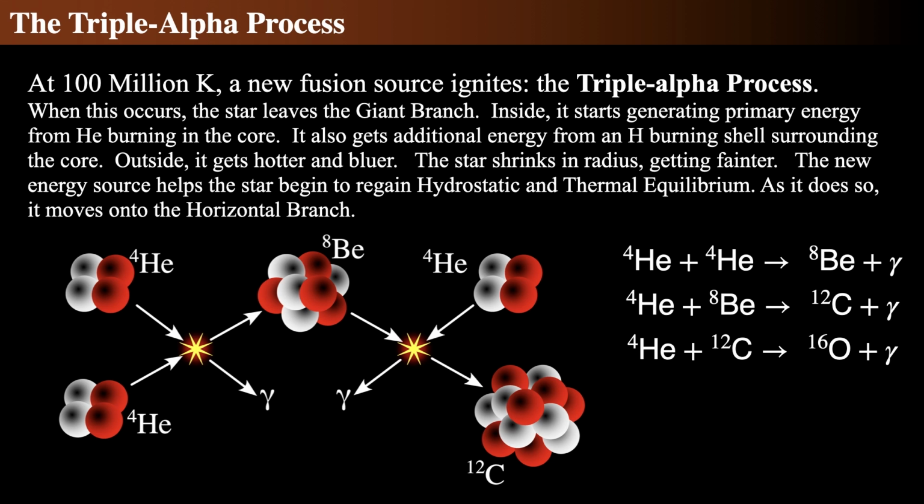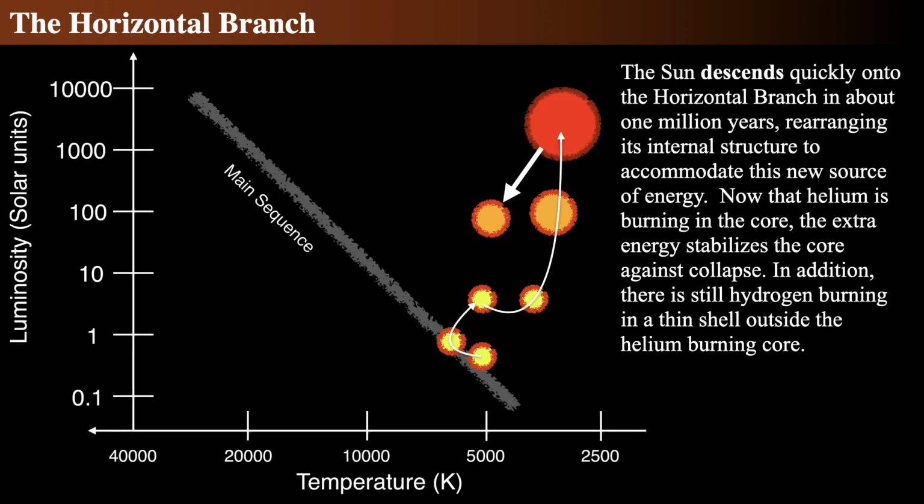So you get all this additional hydrogen burning around. You get core helium fusion, which is extraordinarily sensitive to temperature. Then you have hydrogen burning around the shell, and the star shrinks a bit because now it can shrink. So as it shrinks, it raises the temperature. It shrinks in radius, it gets fainter, and it goes back to hydrostatic and thermal equilibrium again, using the triple alpha process as its primary source of energy. The sun descends back onto the horizontal giant branch in about 1 million years. The internal structure rearranges rather rapidly to accommodate the energy, and now the helium is burning at the core.